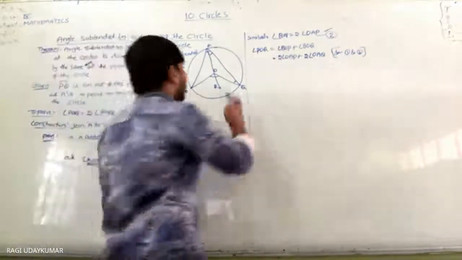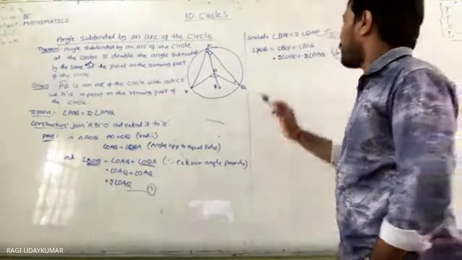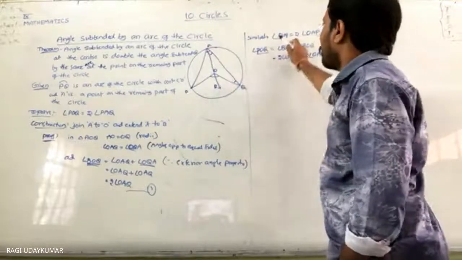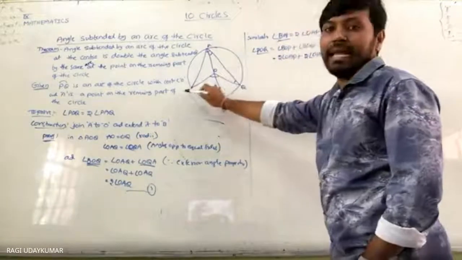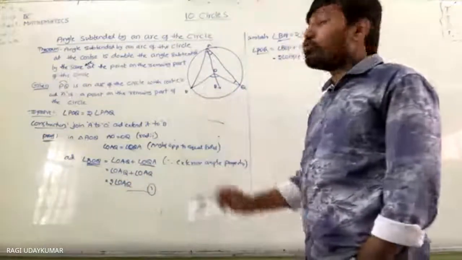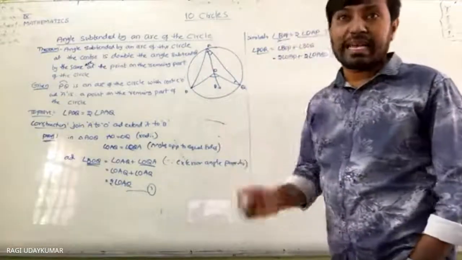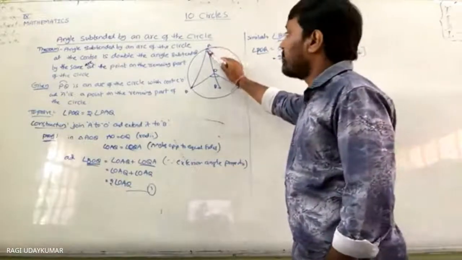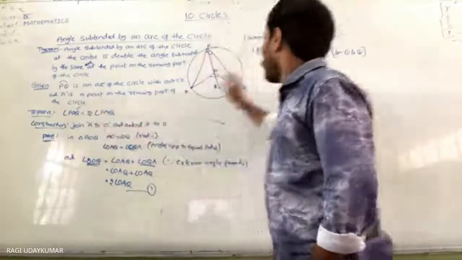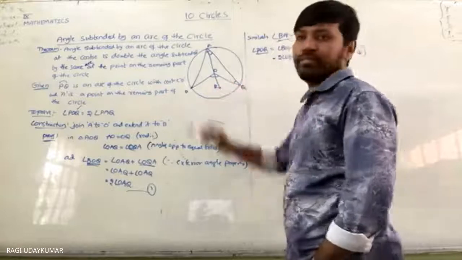In the same way, if you consider triangle OAP, angle BOP will be equal to 2 times OAP. We can write 2 times OPA also, but these two angles are required for us. So now what is required to prove is POQ. So take angle POQ into consideration. That can be written as BOP and BOQ.